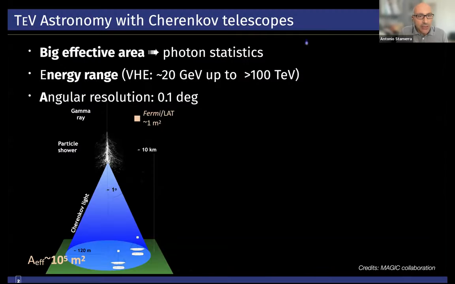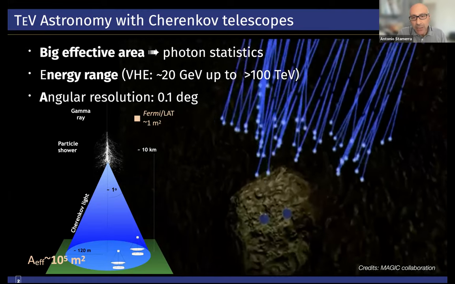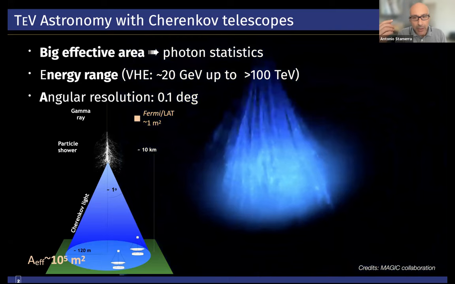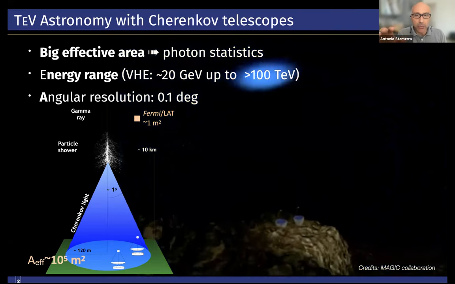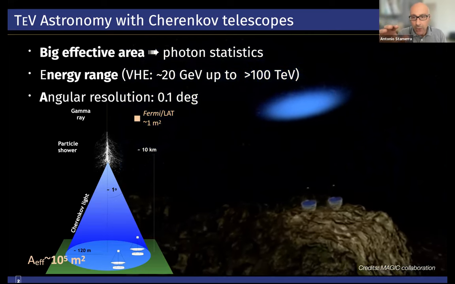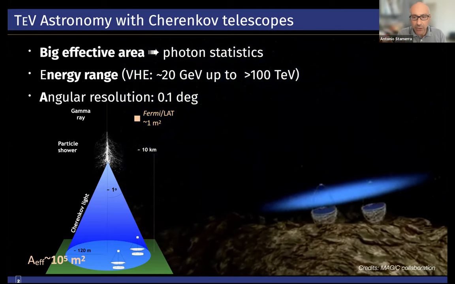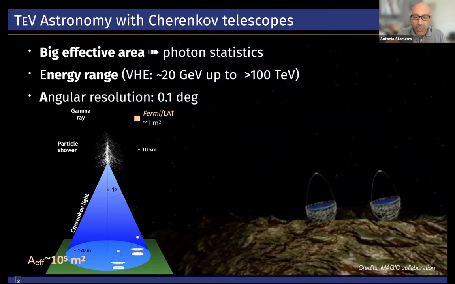Now, what CTA is, just something pedagogical. It is a Cherenkov telescope. What does it mean? It means that it detects the gamma rays from above the sky that interact in the atmosphere, producing a shower of particles. Each particle is superluminal in the air, so it produces a flash of Cherenkov light, as you can see in this small movie. And this Cherenkov light is detected by the telescope.